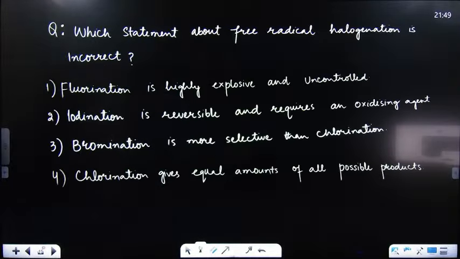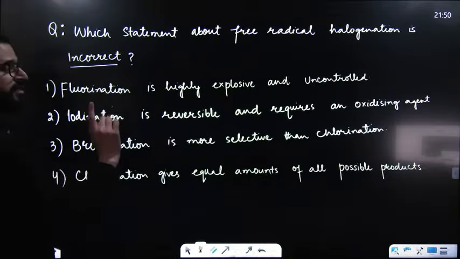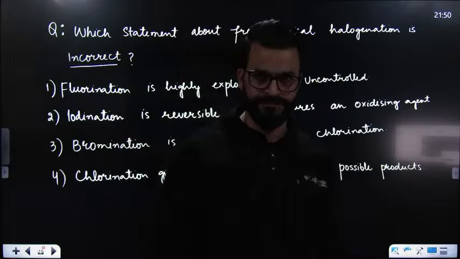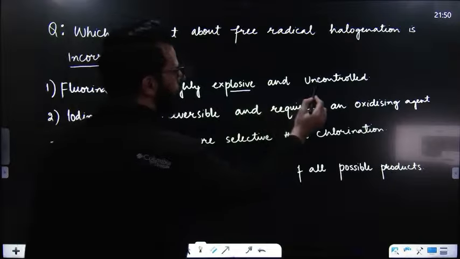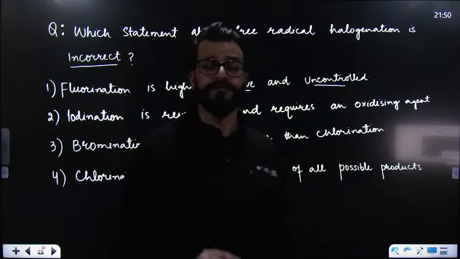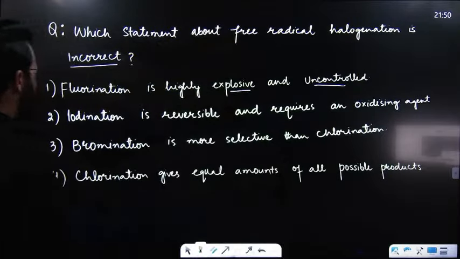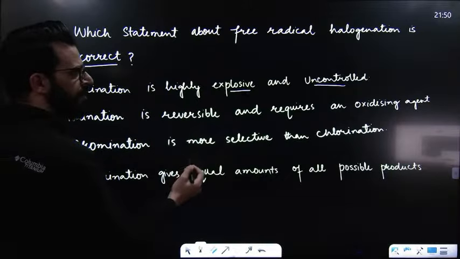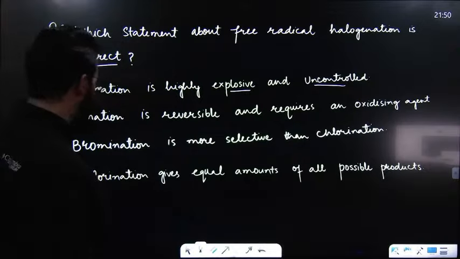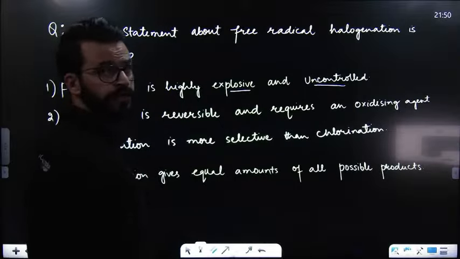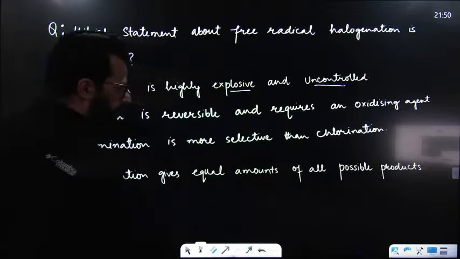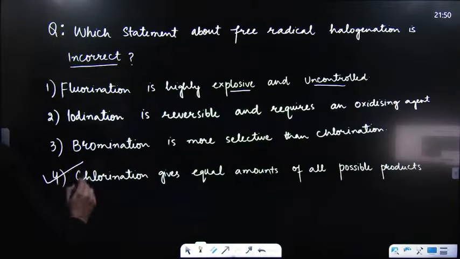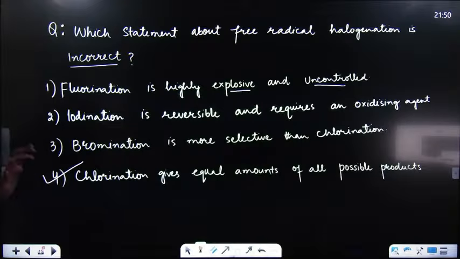After that, which statement about free radical halogenation is incorrect? Remember, this is not correct, this is incorrect. Now have a look. First statement: fluorination is highly explosive and uncontrolled. This is exactly correct, but we have to find out incorrect. Iodination is reversible and requires an oxidizing agent. This is also true. Bromination is more selective than chlorination. This is also true. Chlorination gives equal amounts of all possible products. No, this is wrong. We have to find out the wrong answer or incorrect answer. So this is our option.